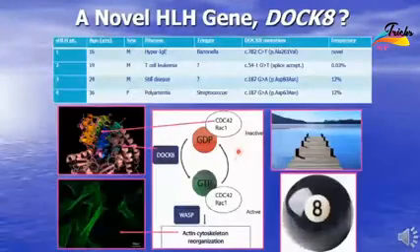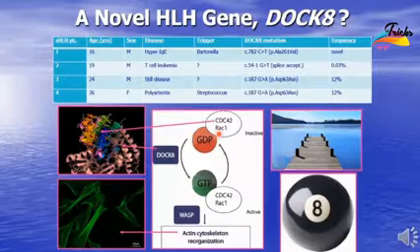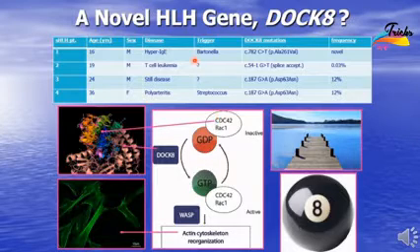And DOCK8 is this GTPase that interacts with CDC42, which is now another known HLH gene. And in addition to those 2 patients, we identified 2 other patients who had DOCK8 mutations. 3 of them were amino acid changes. One was a splice acceptor site variant.